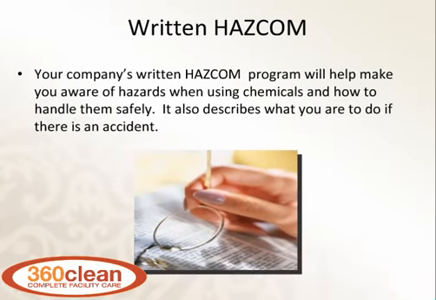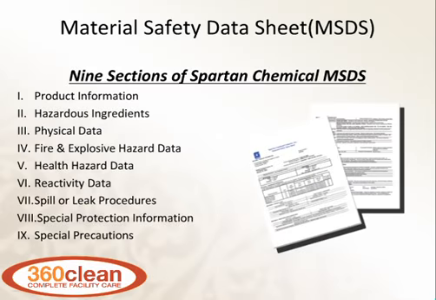Your company's written hazard communication program will help make you aware of hazards you may encounter when using chemicals and how to deal with them safely. It also describes what you are to do if there is an accident. This information is provided on the MSDS and the product labels. Material Safety Data Sheets. There are 9 sections of Spartan's Material Safety Data Sheets. The first section is our product information. The second is hazardous ingredients. Third, physical data.